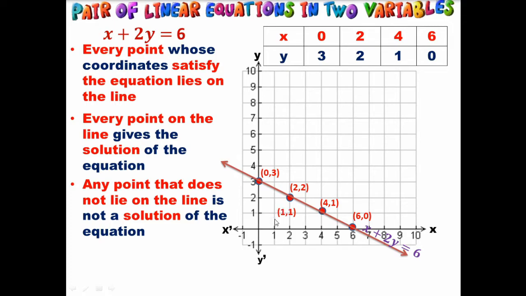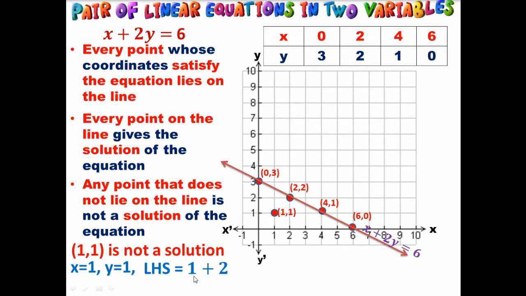For example, consider the point (1, 1). We see that this point does not lie on the line. We'll check whether this is a solution or not by substituting in the equation. So the equation is x plus 2y equals 6. Now I'm going to substitute (1, 1) in this equation, so x equals 1, y equals 1. Left hand side equals 1 plus 2 into 1, that is 3, which is not equal to the right hand side, because the right hand side is 6. Therefore, we see that (1, 1) is not a solution and therefore it does not lie on the line. So if it is a solution, it will lie on the line. If it is not a solution, it will not lie on the line. So this is the geometric meaning.